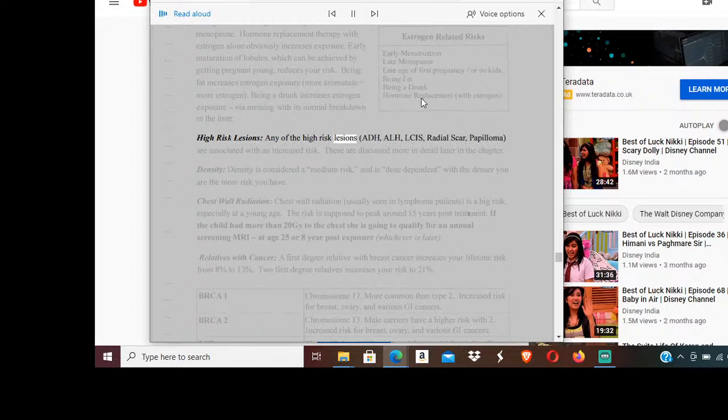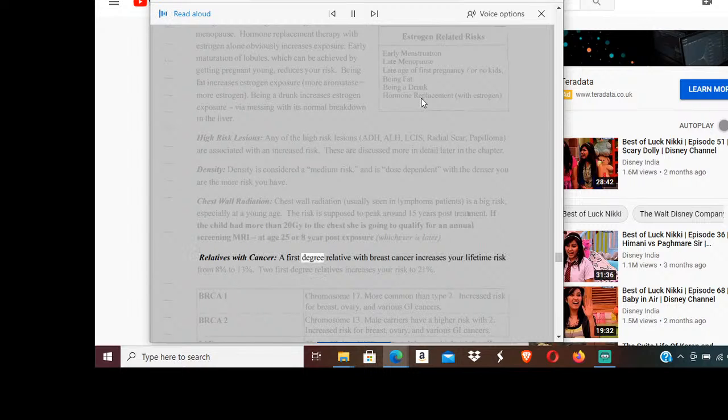High-risk lesions, any of the high-risk lesions, ADH, ALH, LCIS, radial scar, papilloma, are associated with an increased risk. These are discussed more in detail later in the chapter. Density is considered a medium risk, and is dose-dependent: the denser you are, the more risk you have. Chest wall radiation, usually seen in lymphoma patients, is a big risk, especially at a young age. The risk is supposed to peak around 15 years post-treatment. If the child had more than 20 Gy to the chest, she is going to qualify for an annual screening MRI at age 25 or 8 years post-exposure, whichever is later.